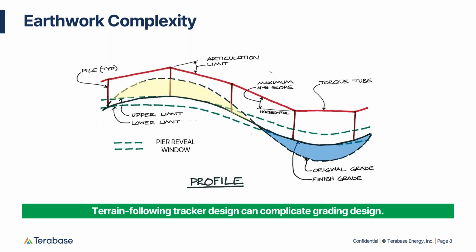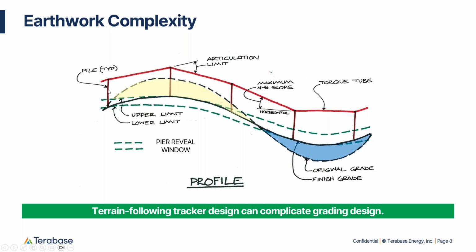Okay. My colleague Dylan covered this diagram as well as some others in great detail during our last webinar, but I wanted to hit some of the key terminology here because we're going to be talking about many of these in the demo itself. So the dashed line on this diagram is the original grade. The solid black line is the finished grade. And the difference between these two is the earthwork. So what's shown in blue is our fill, and what's shown in yellow is our cut.